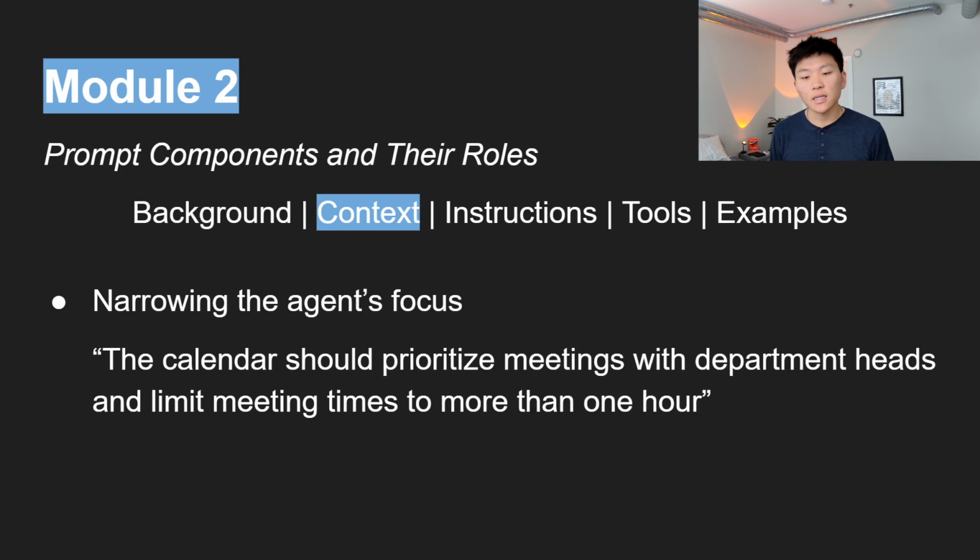Next is context. This is all about narrowing down the focus for the agent. So you want to give it specific information on how it needs to handle the tasks accurately. So if your agent is scheduling a meeting, you might add, the calendar should prioritize meetings with department heads and limit meeting times to no more than an hour. This way the agent has a much better understanding of the conditions to actually work within and how to go about its tasks.